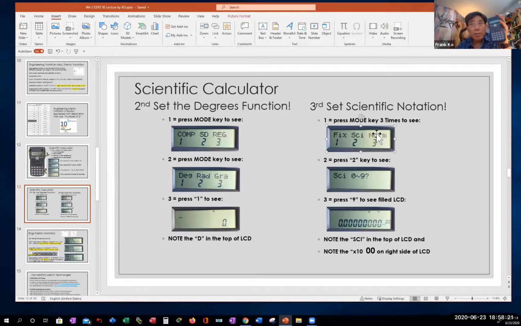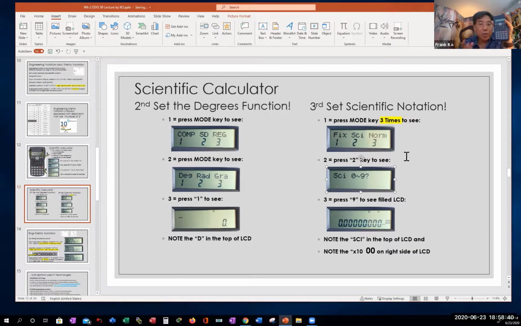So here it says we're going to press the mode key how many times? According to my directives, you hit the mode key 3 times and you will get to this screen. Which one of these options is associated with scientific? 2. So you press 2. Then what you see is this screen.